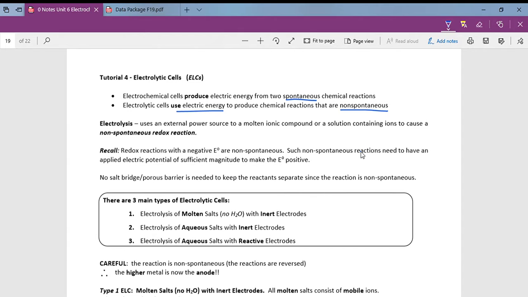So electrolysis uses an external power source on a molten ionic compound or solution containing ions to cause a non-spontaneous redox reaction. So recall before we do this that redox reactions that have a negative cell potential are non-spontaneous. Such non-spontaneous reactions need to have an applied electrical potential of sufficient magnitude to make the E value positive, to make the reaction happen.